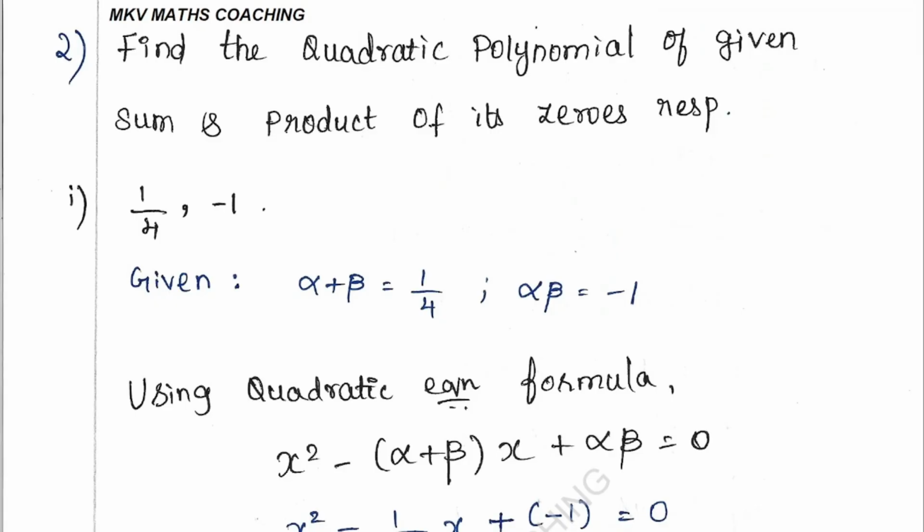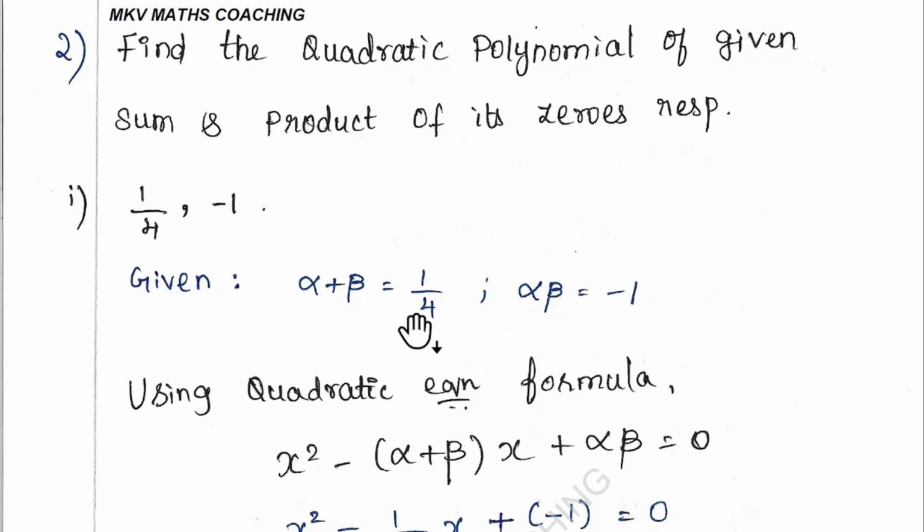So next Roman letter. Let's begin with the second Roman letter. Find the quadratic polynomial of given sum and product of its zeros respectively. So they have given the sum of zeros and product of zeros values. Sum of zeros is what? Alpha plus beta, right? When you add alpha and beta, you're getting the sum of zeros value. So 1 by 4 is alpha plus beta, minus 1 is alpha beta, which is the product of zeros.